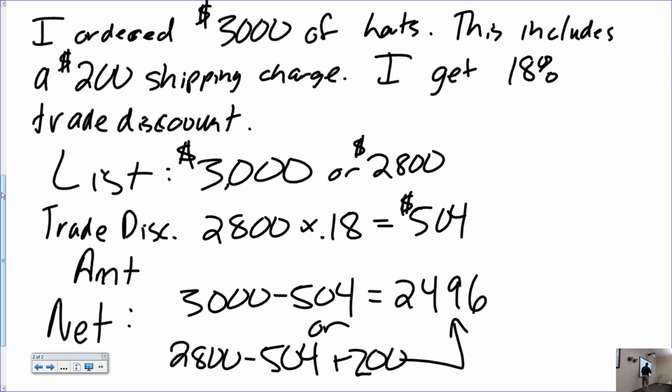Note that the book is really, really shipping happy. It likes to put shipping in every problem, and it hides it sometimes in the list price. Sometimes it says it's extra on the side, etc. Just be careful with shipping on the homework. I will let you know that I am not as much of a stickler about shipping as the book. So on the test, if I have shipping options in there, they will be very clear and very concise and obvious what it is. The book will try to kind of trick you. So please read carefully when it comes to shipping in the homework.